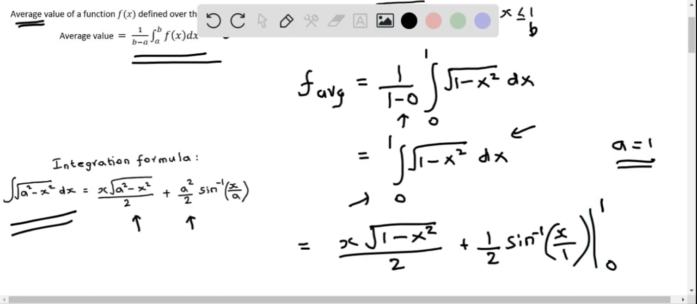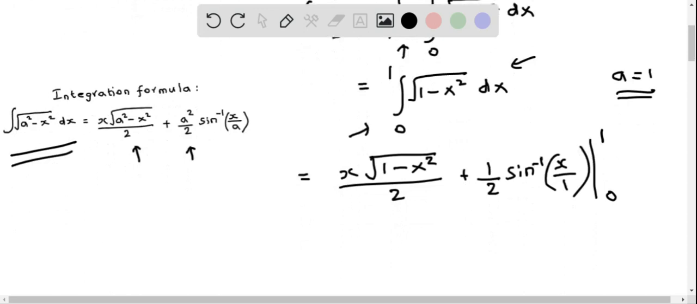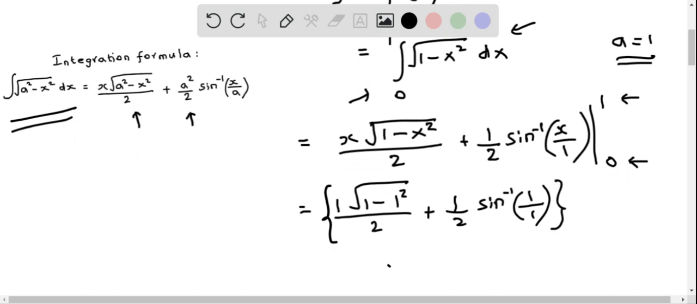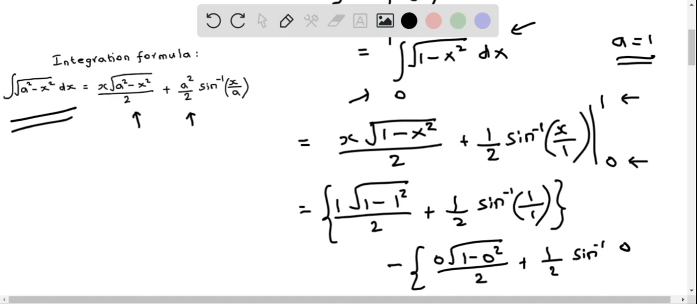So I put 1 over here. Now let's substitute the values: the upper limit is 1 and the lower limit is 0. If we substitute the upper limit 1, this becomes 1 times the square root of 1 minus 1 squared over 2, plus 1 by 2 sine inverse of 1 over 1. So this is what we get when we apply the upper limit, and we have to put minus, and substitute the lower limit, that is 0. So we have 0 times the square root of 1 minus 0 squared over 2, plus 1 by 2 sine inverse of 0 over 1. We have to evaluate these values.